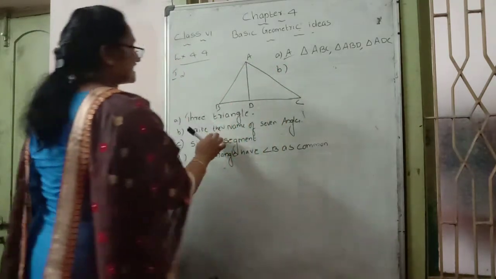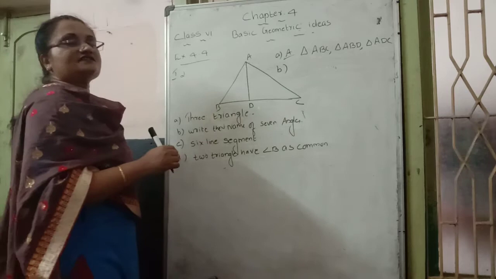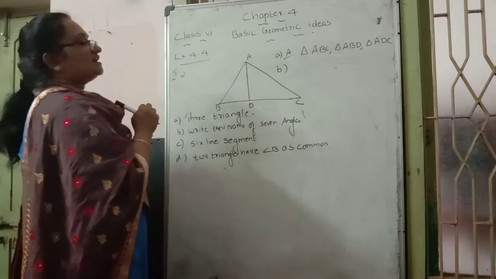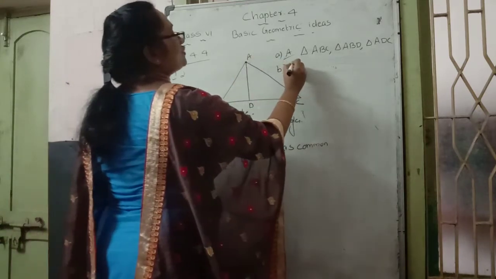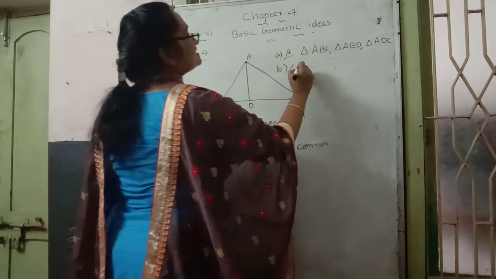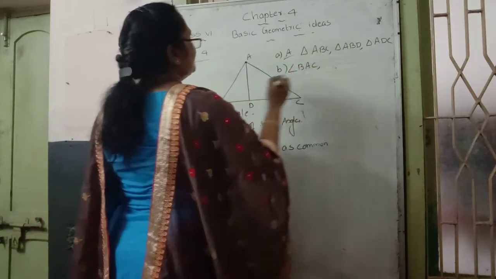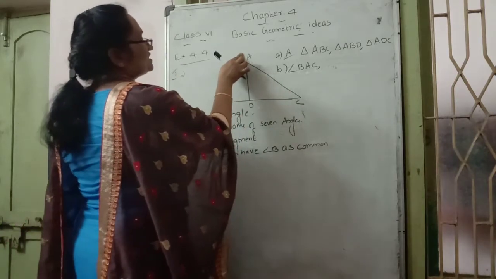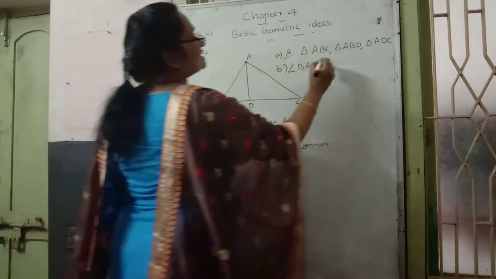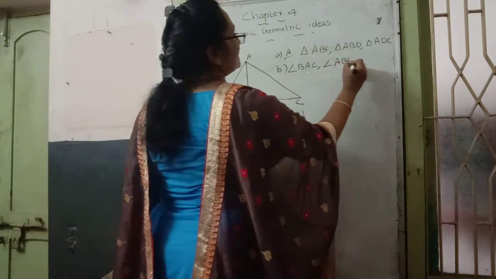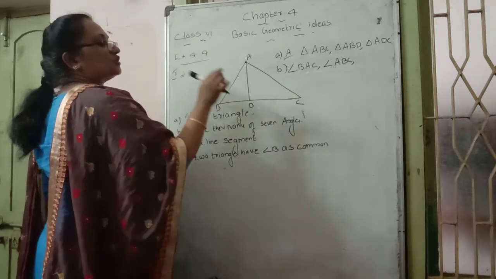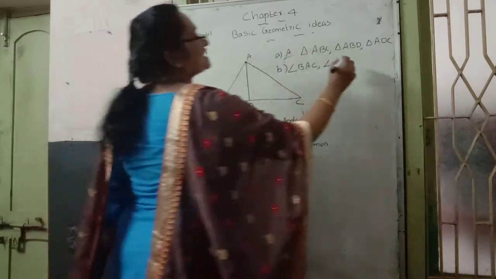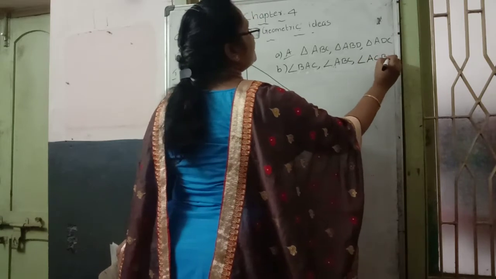B part: write the names of seven angles. First, with respect to the big triangle ABC, what are the angles? With A as the vertex, we read BAC as the first angle. Next, B comes as the vertex at the intersecting point, so we read angle ABC, the second angle. Next, C comes as the vertex, so angle ACB is the third angle.